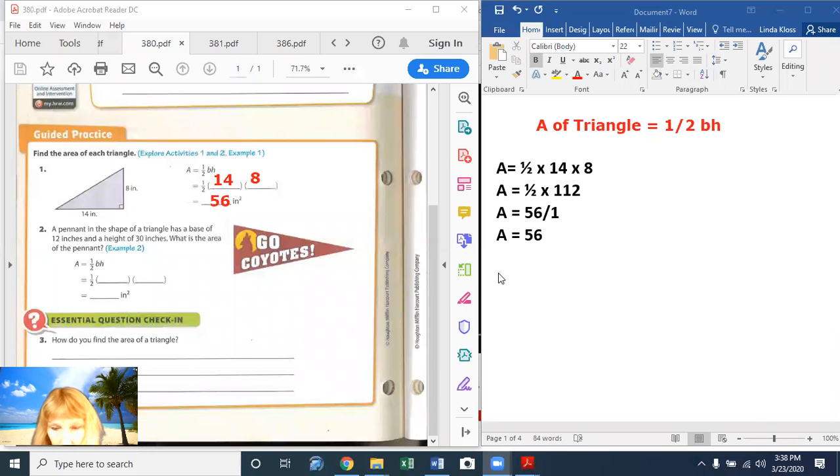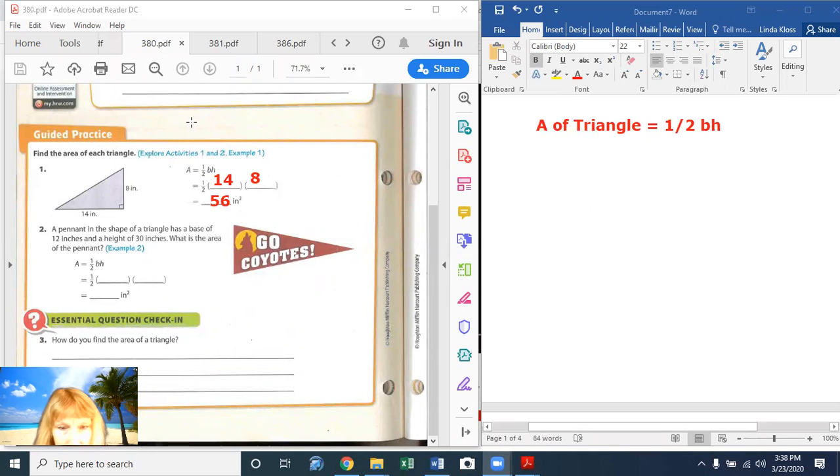Okay, number 2, let's take a look at it. A little bit of clean white space. A pennant in the shape of a triangle has a base of 12 inches and a height of 30 inches. What is the area of the pennant? So I'm going to grab my underlining tool again. Remember, if you're doing word problems, I'd rather have that be red. You want to underline your numbers in your problem. 12 inches and 30 inches. And the question is asking for the area of the pennant.